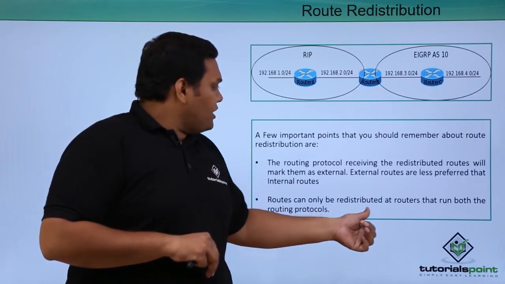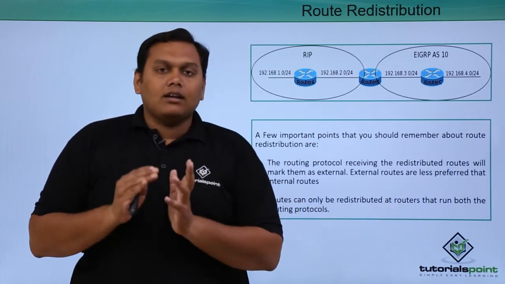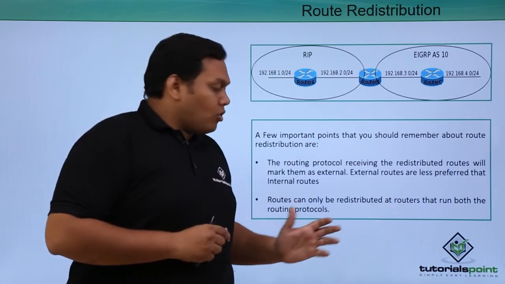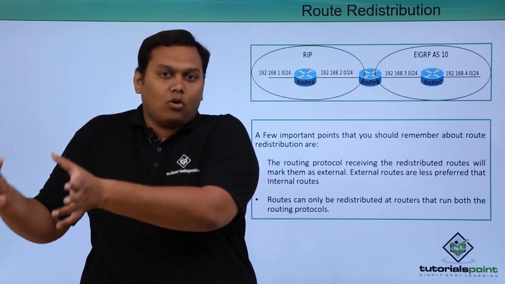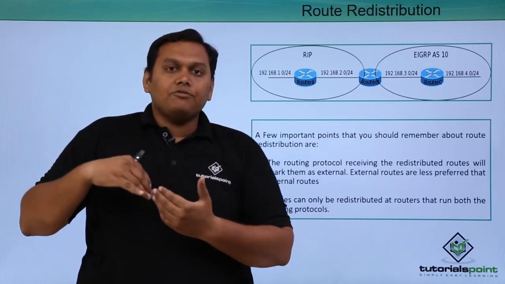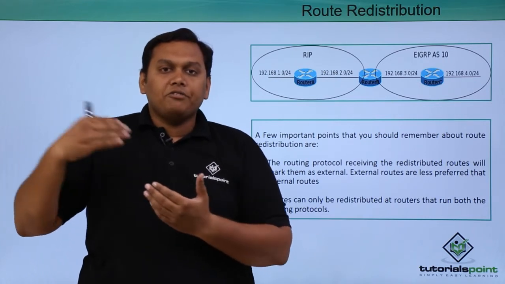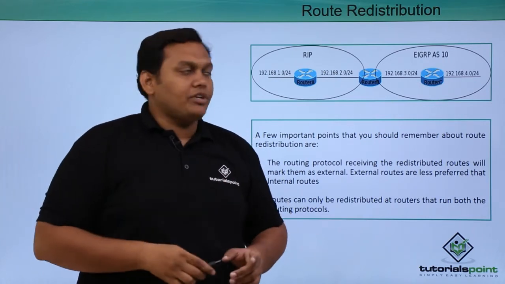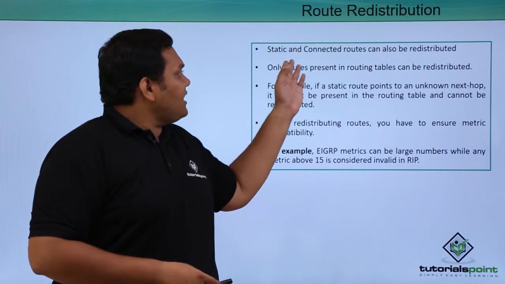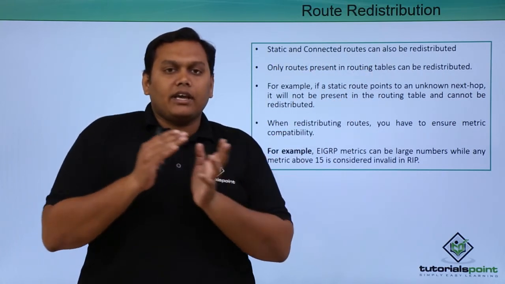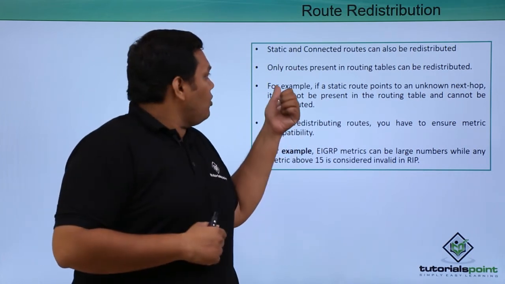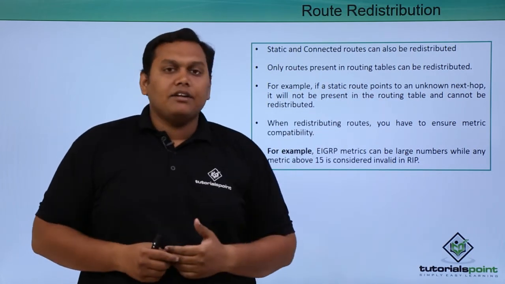The routes can only be redistributed at routers that run both routing protocols. So this redistribution of the routes is done at the router, where the route comes in on its own interface and is redistributed from there. And you see here, static and connected routes can also be redistributed, and only routes present in routing tables are redistributed.